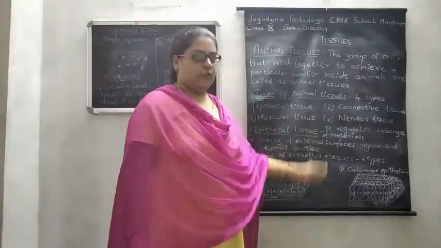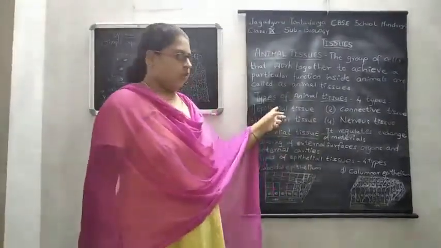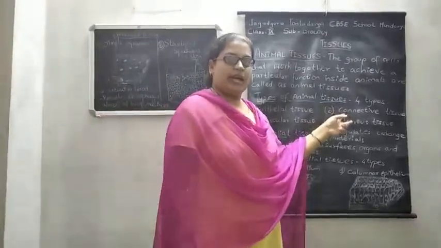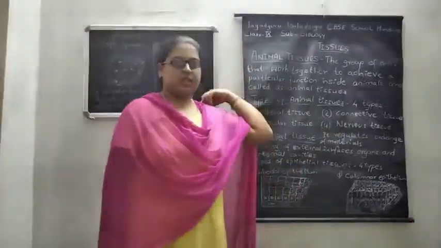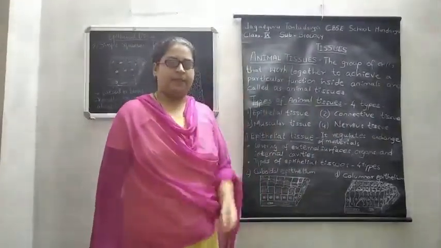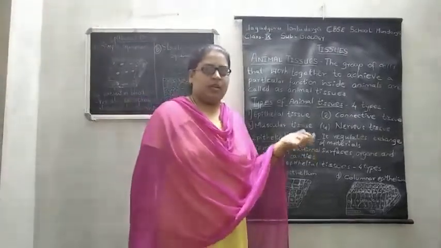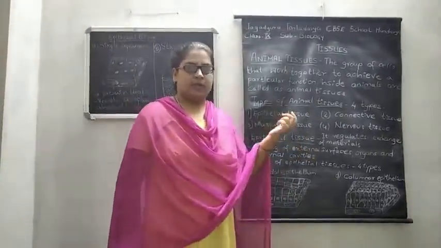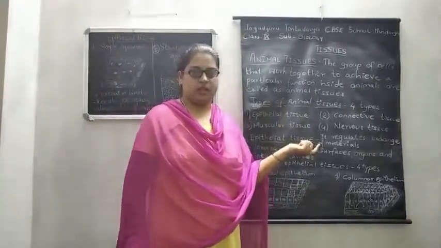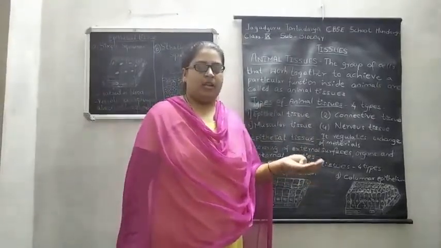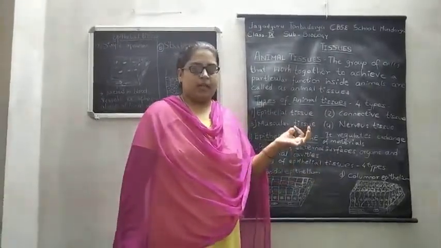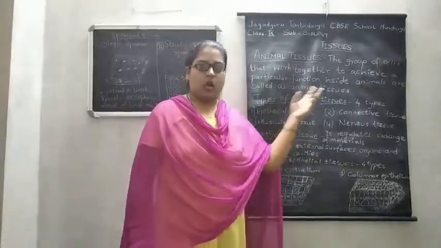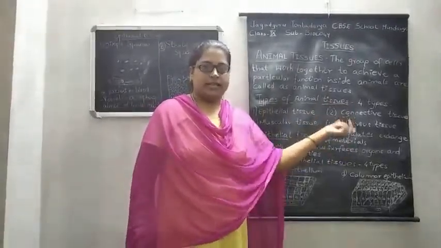Animal tissues are divided into 4 types. First one, epithelial tissue. Second one is connective tissue. Connective tissue means its main function is transportation of materials, for example, blood. And also there are some different types of connective tissues: bone, tendons, ligament, cartilage. So those all you will be learning in the next classes.